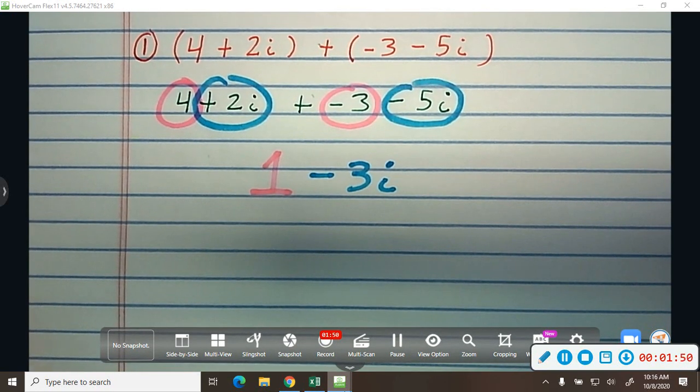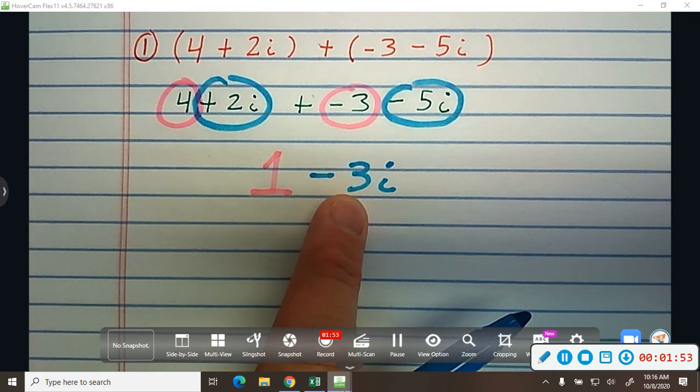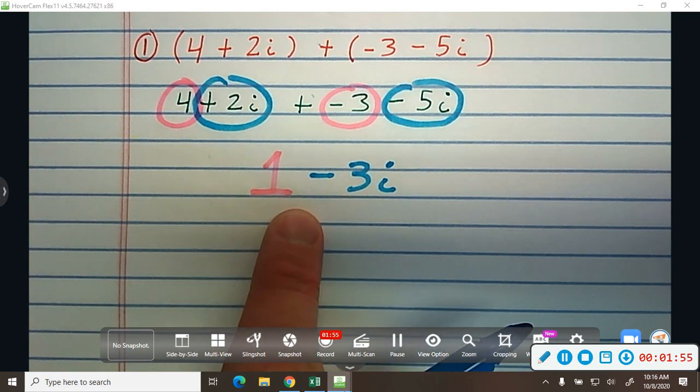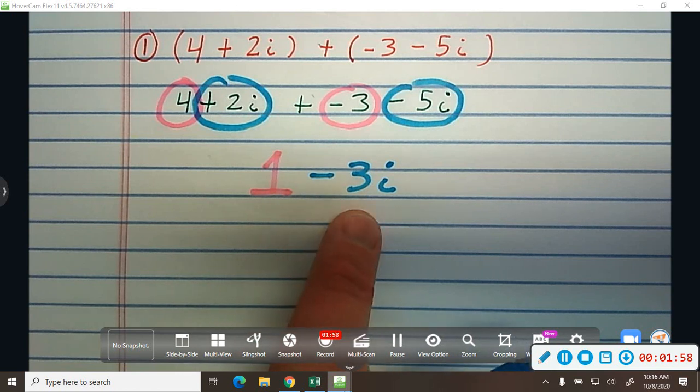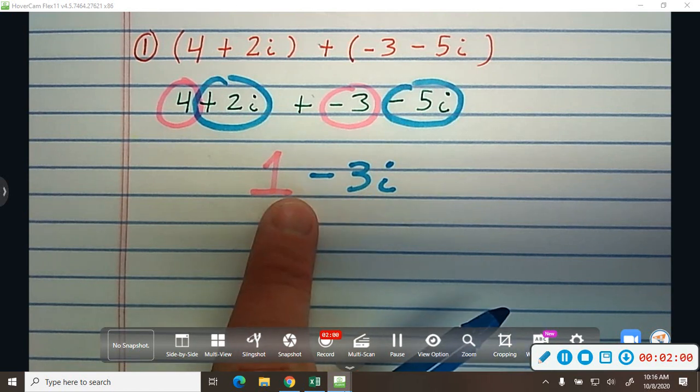Now when you're doing these, you always put the real part first, the imaginary part second. This is called a complex number. It's complex because it has the imaginary and also the real.